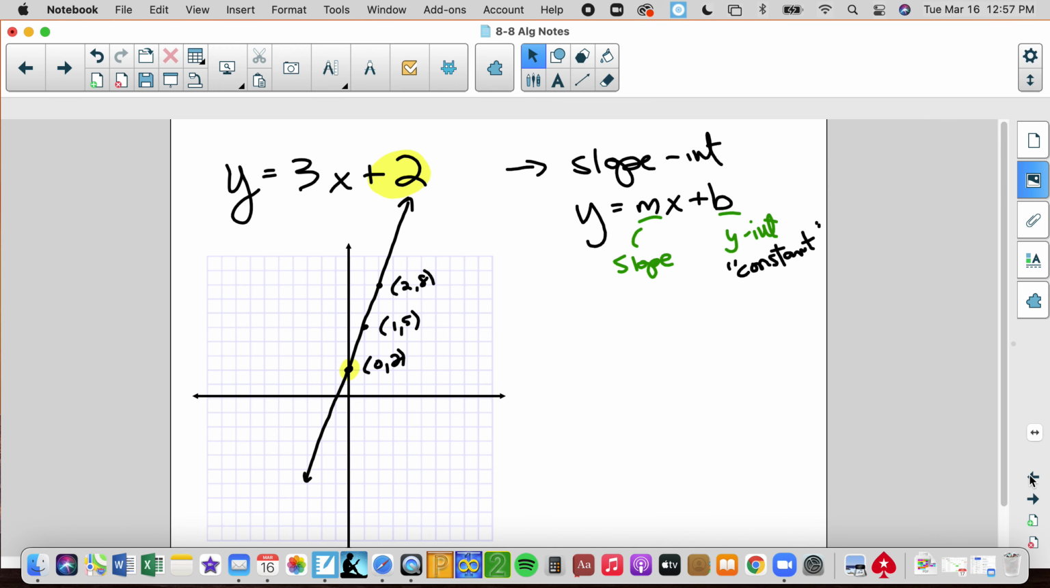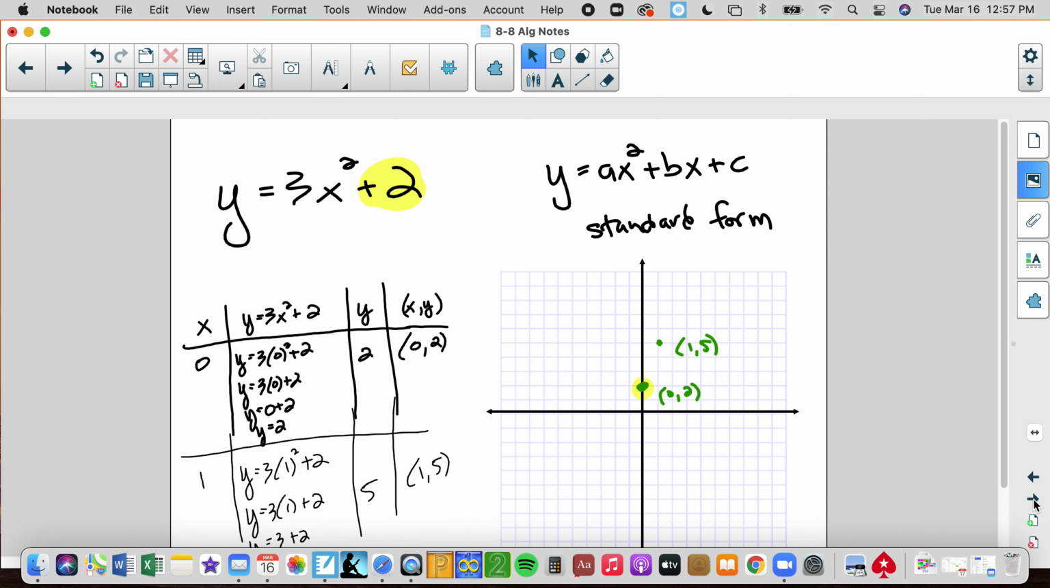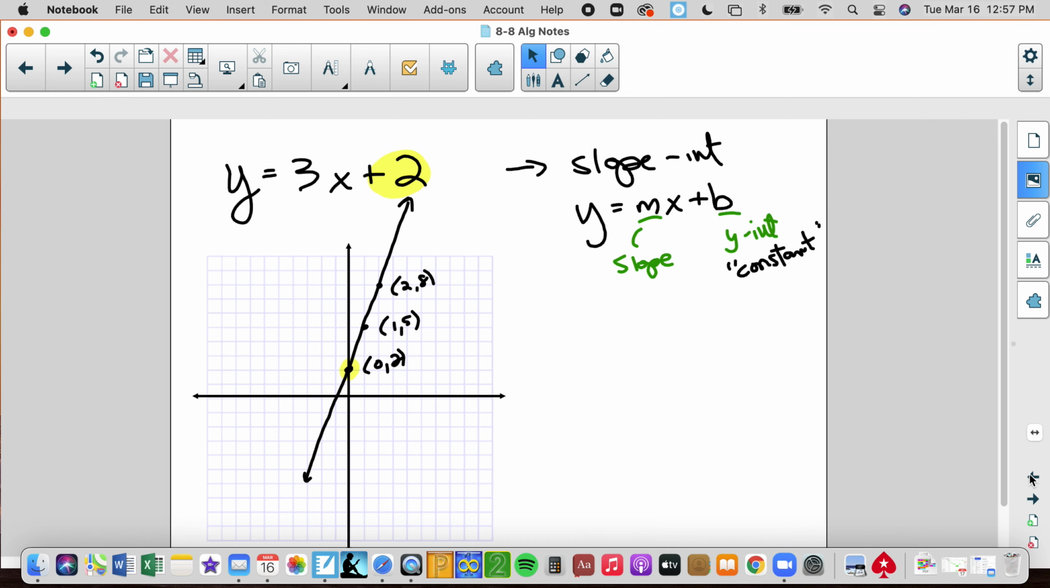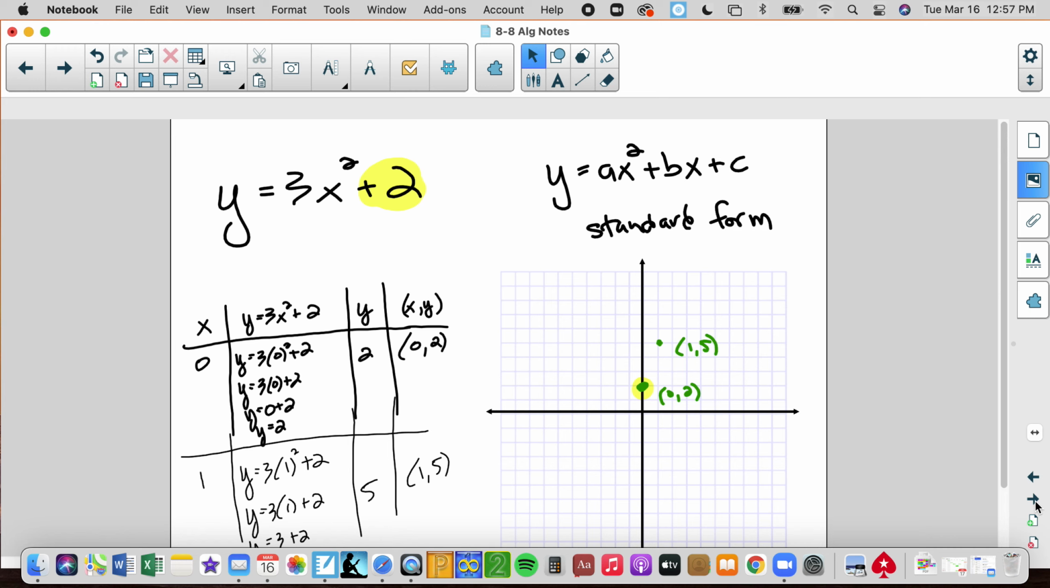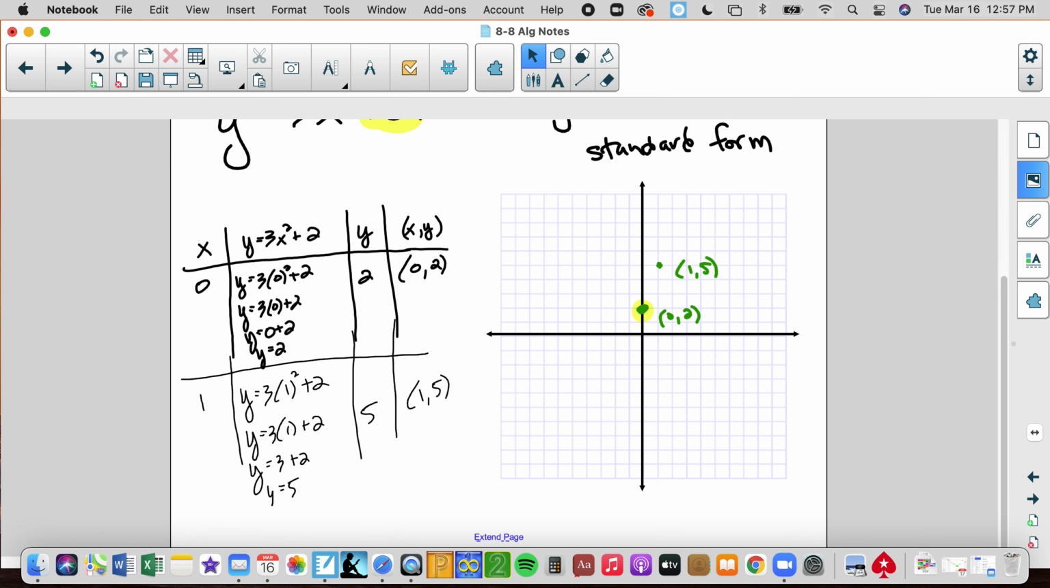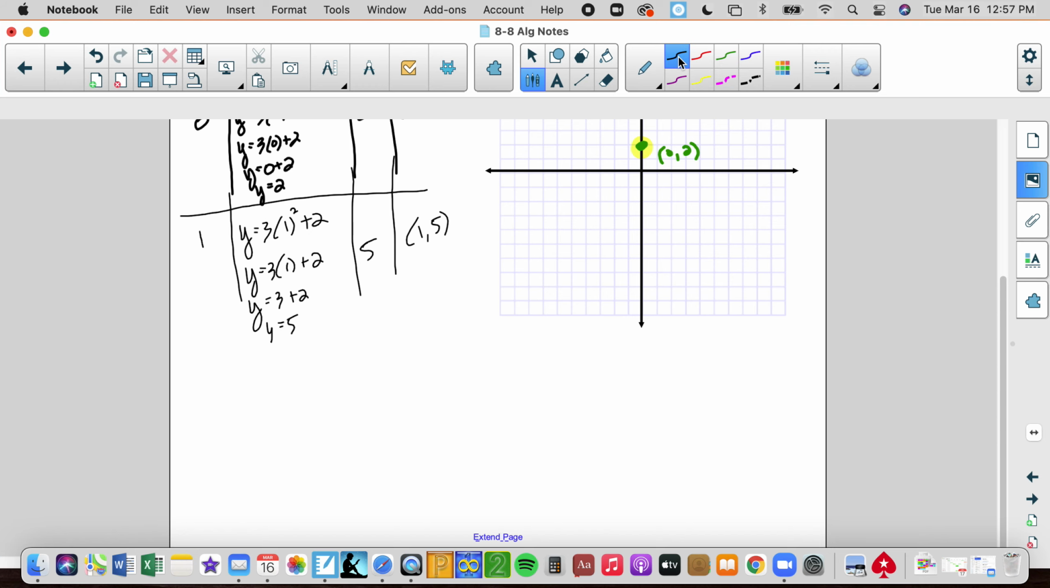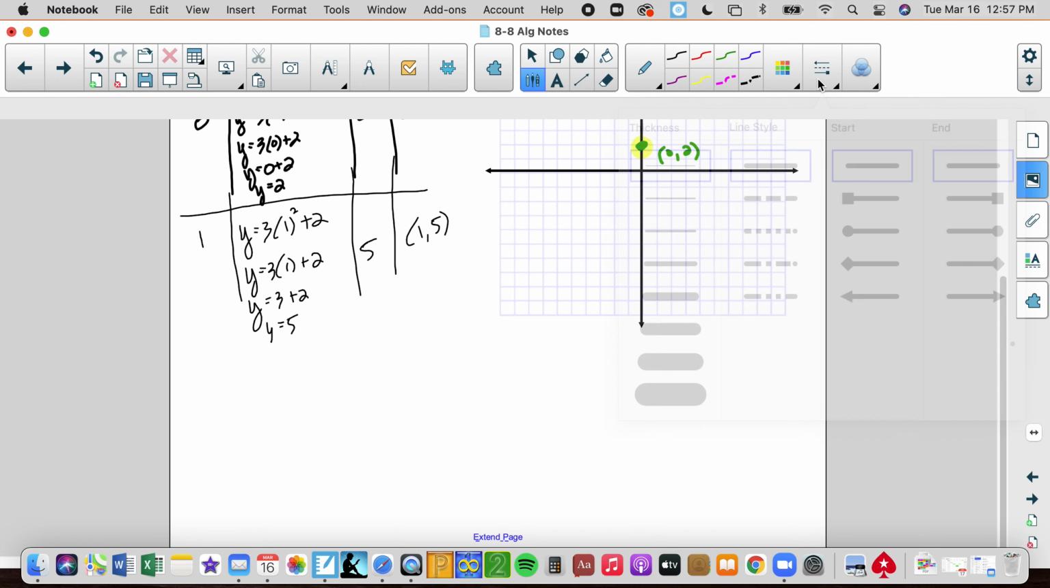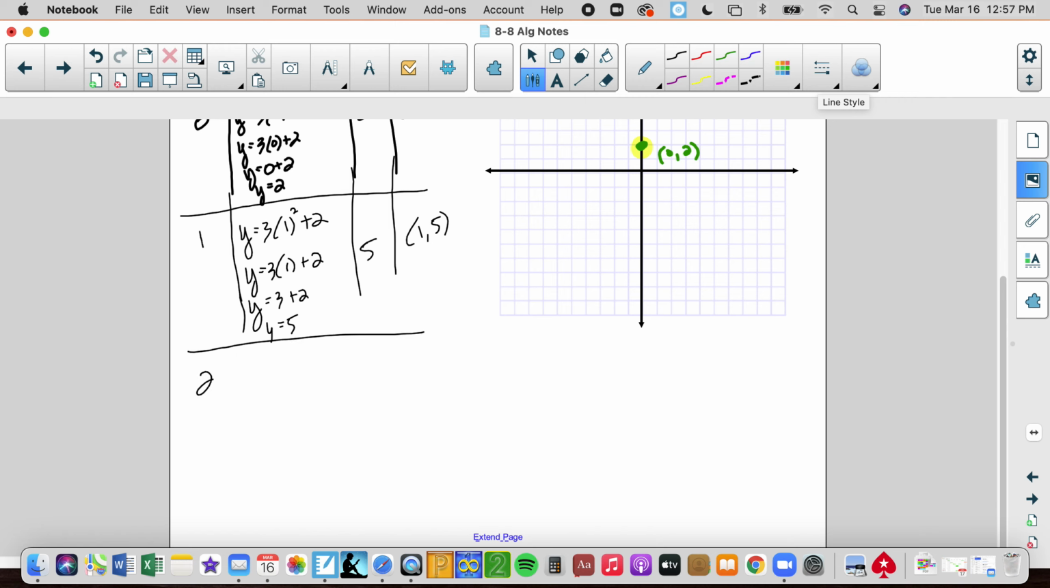Hopefully you said no, because these are two different equations. If they're different equations, then they're going to have different graphs. So let's find another point. Let's plug in 2 for x. We get y equals 3 times 2 squared plus 2. We square 2 first before we multiply by 3. We get 12 plus 2, y equals 14. So my third point would be (2, 14).